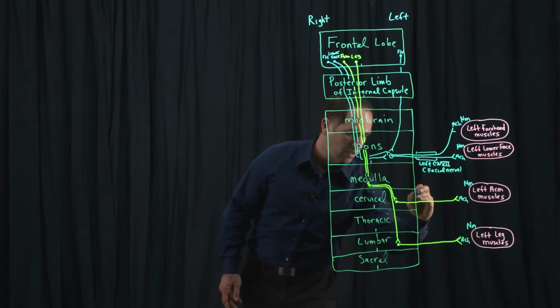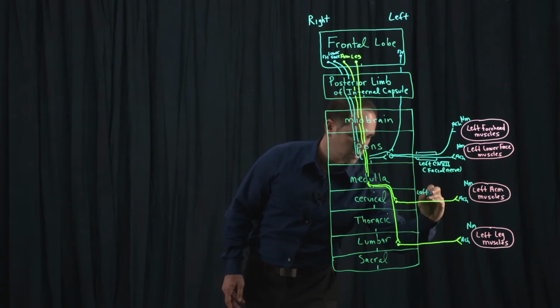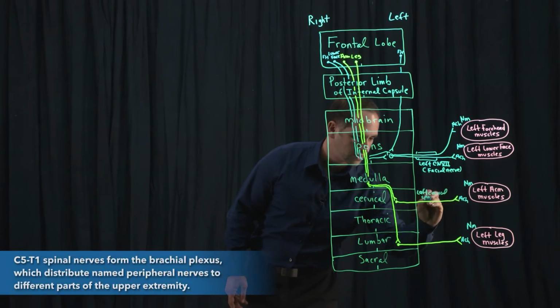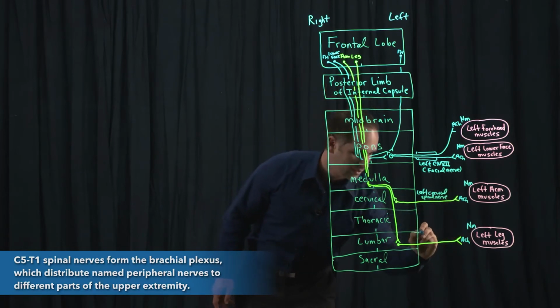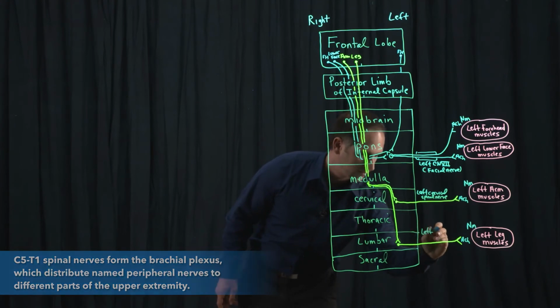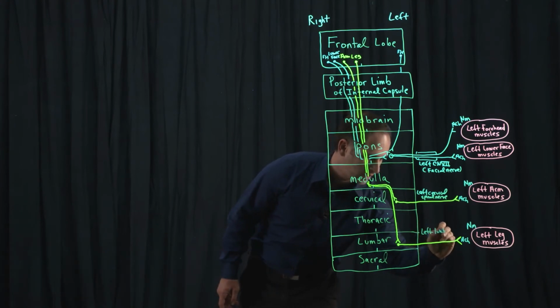We also can label over here, right where the lower motor neurons are coming off to the left arm, that would be the left, in this case, cervical spinal nerves. In this case, we'll call this a spinal nerve. And for the left leg, this would be the left lumbar spinal nerve.